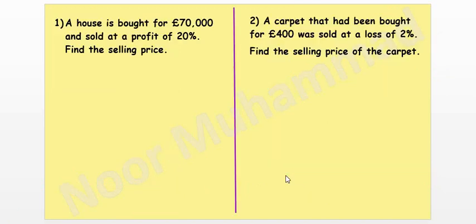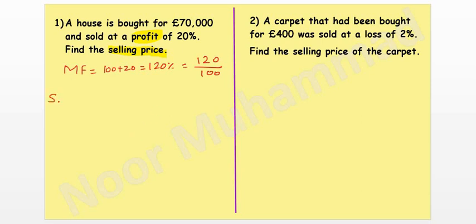It says a house is bought for 70,000 pounds and sold at a profit of 20%. Find the selling price. So we have two keywords, profit and selling price. Profit means that when you get the multiplying factor, 100 will be added to this one, right? So find the multiplying factor. It will be 100 plus this 20, that will be 120%. That means the multiplying factor is going to be 120 out of 100, right?